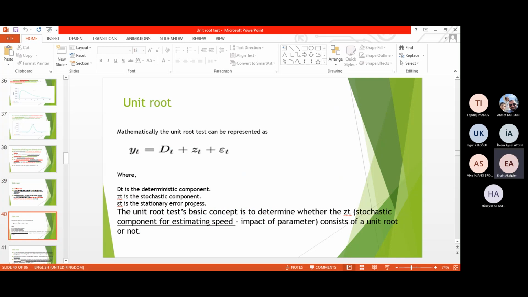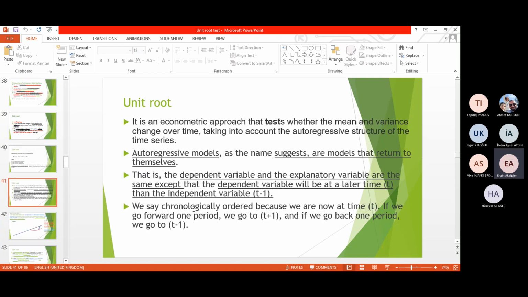Mathematically, the unit root test can be represented as y = dt + zt + et, where dt is the deterministic component, zt is the stochastic component, and et is the stationary error process. The basic concept of the unit root test is to determine whether the zt stochastic component consists of a unit root or not. The unit root is an econometric approach that tests whether the mean and variance change over time, taking into account the autoregressive structure of the time series.